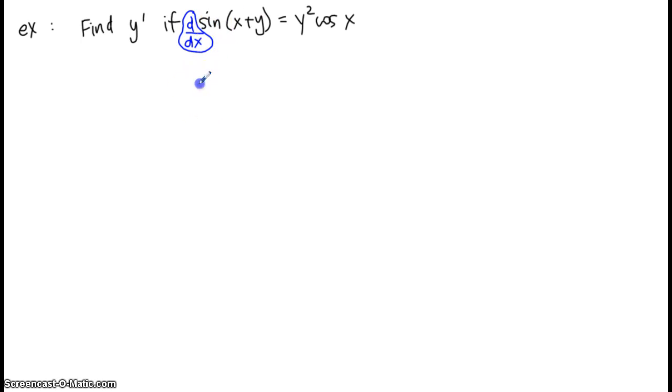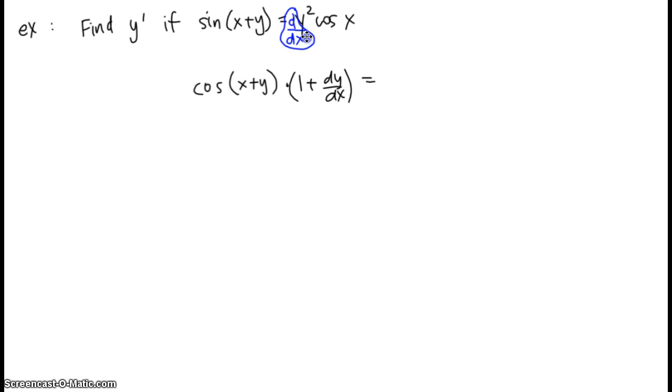It's going to be the derivative of sine x, which is cosine x. Keep everything the same, times the derivative of the inside. Now again, if I'm looking for the derivative of the inside, I have to send this through: derivative of x with respect to x, and then derivative of y with respect to x. So that's going to give me 1 plus dy dx is equal to, I'm going to translate this, and this is going to actually be another product rule.